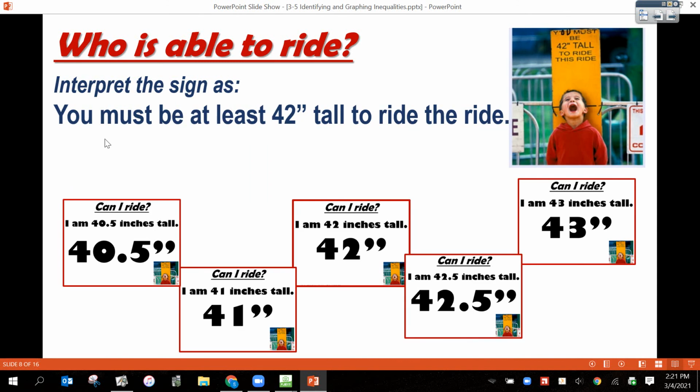So if we interpret this as you must be at least 42 inches tall to ride this ride, that means you have to be at least 42 inches or taller. So can 40.5 ride this ride? No, too small. 41, too small. 42, yes. They're at least 42 inches or taller, 42.5 and 43.